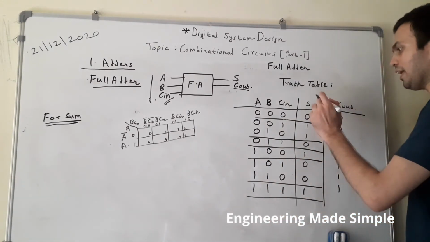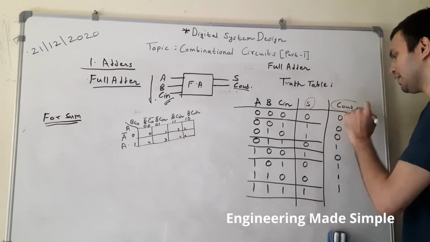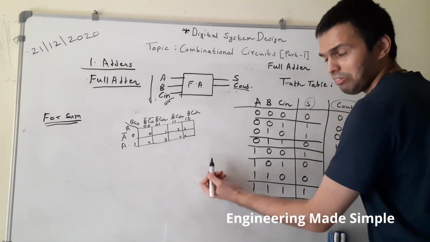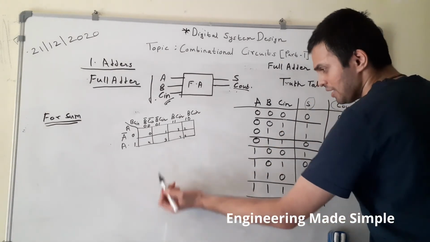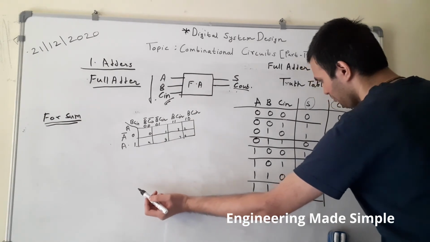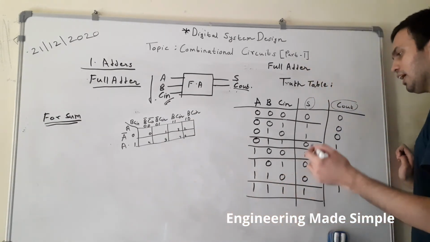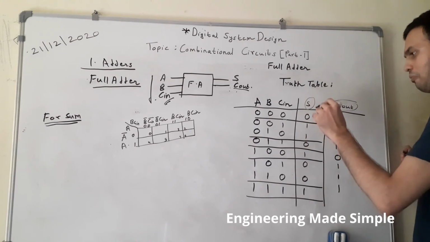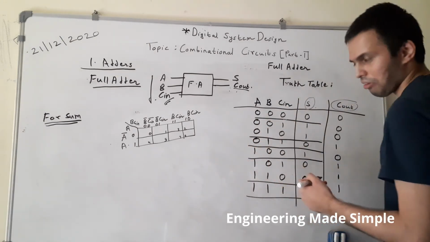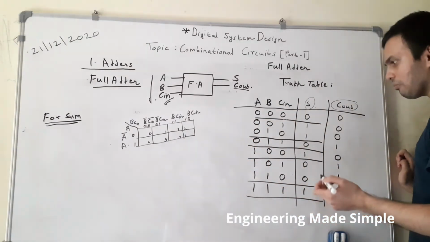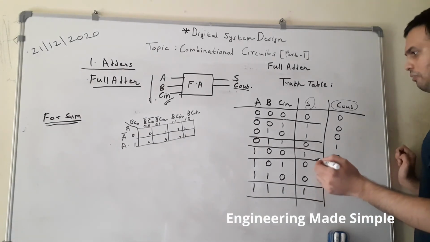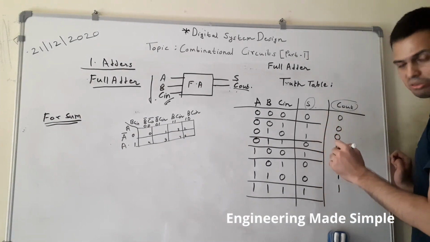Now we want to find the expression for sum and carry. For that, we will have to solve a separate K-map for sum and a separate K-map for carry. First we will solve the K-map for the sum output in order to obtain the system equation and design the combinational logic circuit. Now we will identify the min terms from this truth table.